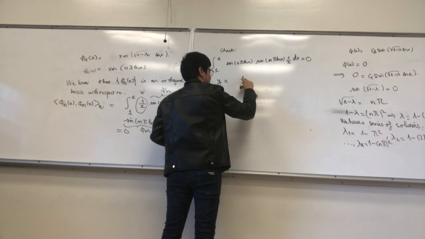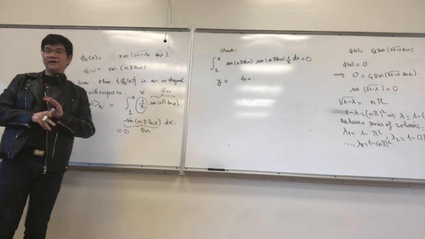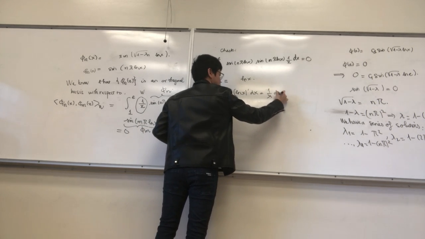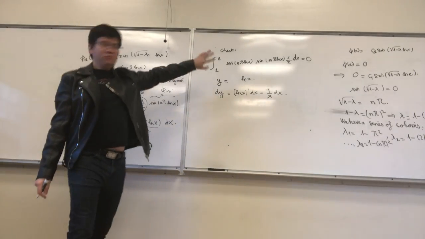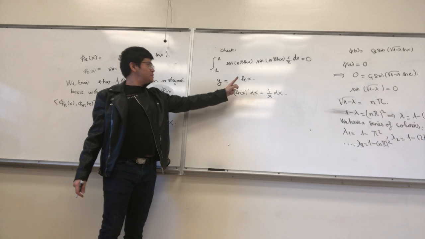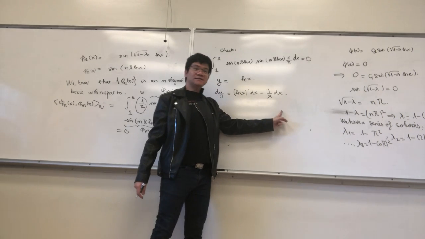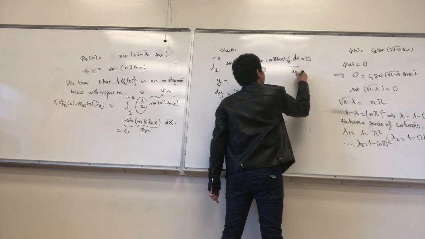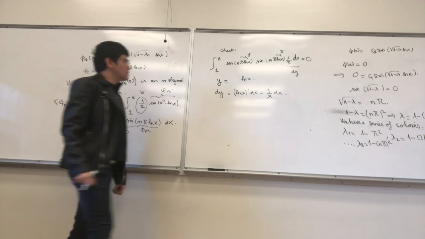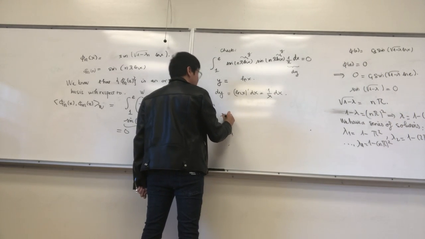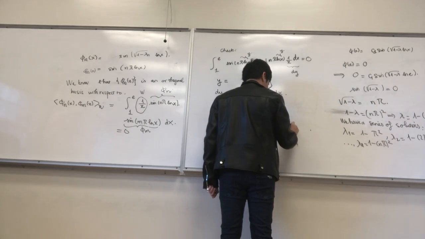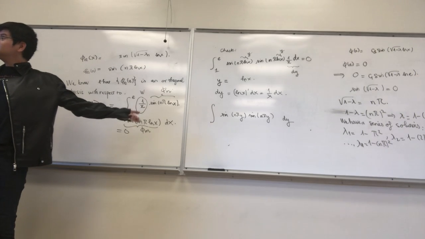Now I'm gonna do a change of variable. I have log x, right? So dy will be log x prime dx, and this is 1 over x dx. I use a new variable, I put log x to be a new variable y. So when log x is the new variable y, the dy will be 1 over x dx. And here I have dy, this is y, and this is y. So I have the integral of sinus of n pi y, sinus of m pi y, dy, right? And this is the thing that we are familiar with.